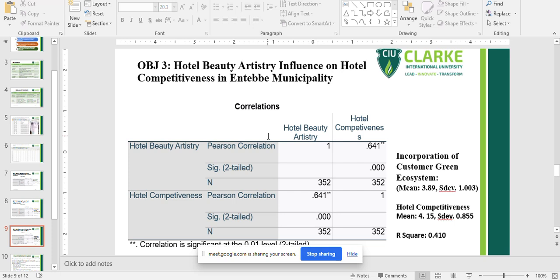Are we able to see objective 3? Yes, we are. Okay.